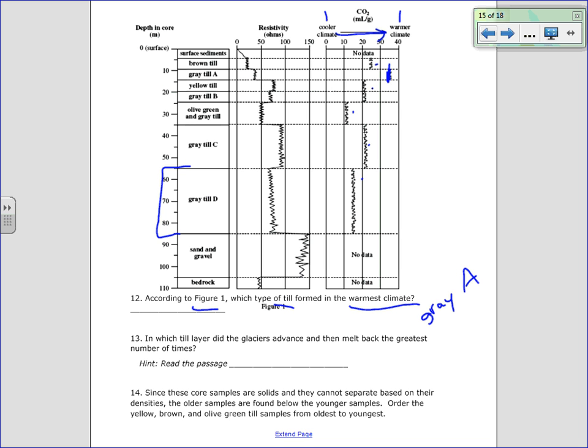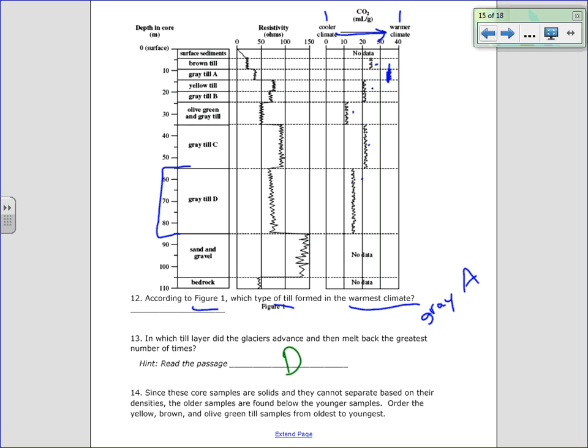All right. Last but not least, number 14. Since these core samples are, oh wait, we didn't put them in order. Oh yes, it was gray till D that should have been the answer to that one. Last but not least, since the core samples are solids and they cannot separate based on their densities, the older samples are found below the younger samples. That means the older samples are found below.